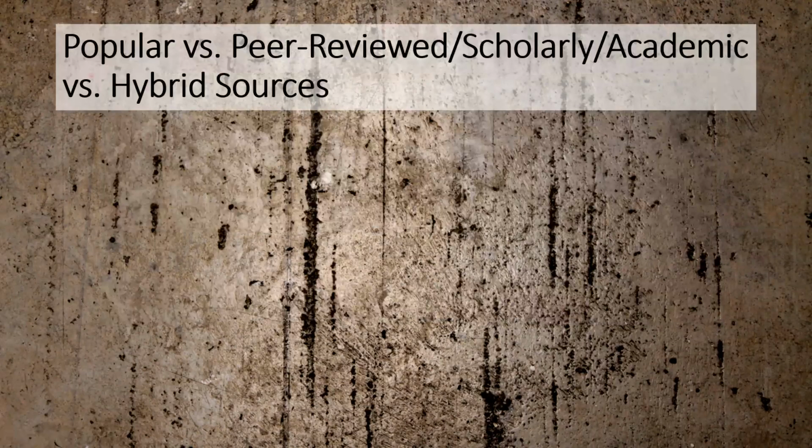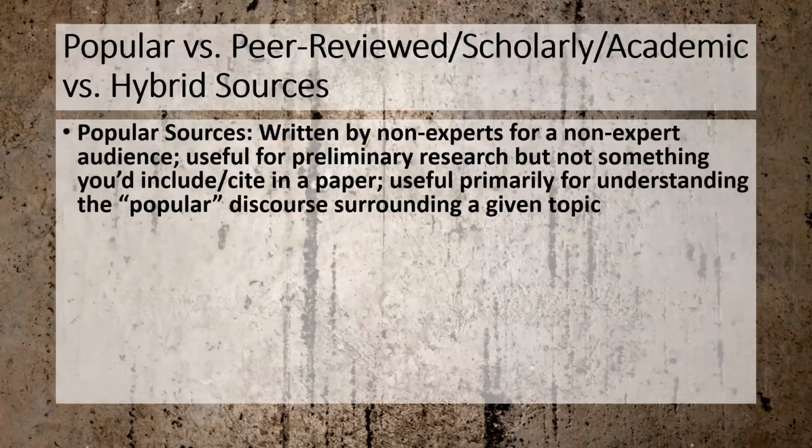All right, so first of all, we need to think about different types of sources: popular versus peer-reviewed or scholarly or academic, and then hybrid. So a popular source is going to be a source that is written by a non-expert author for a non-expert audience. So for instance, almost any .com website is probably written by a non-expert, and most websites are written for a non-expert audience because they are just publicly accessible, right?